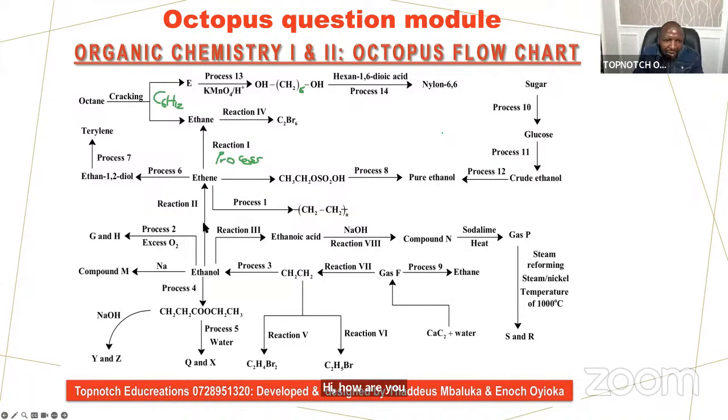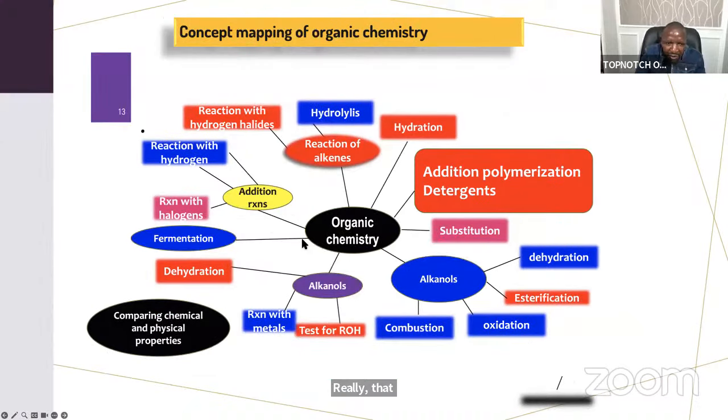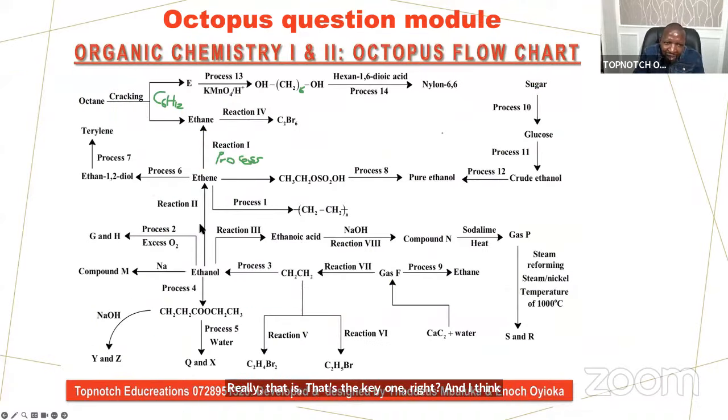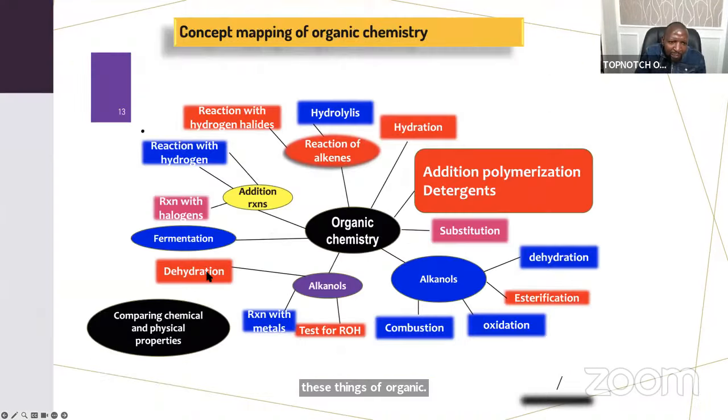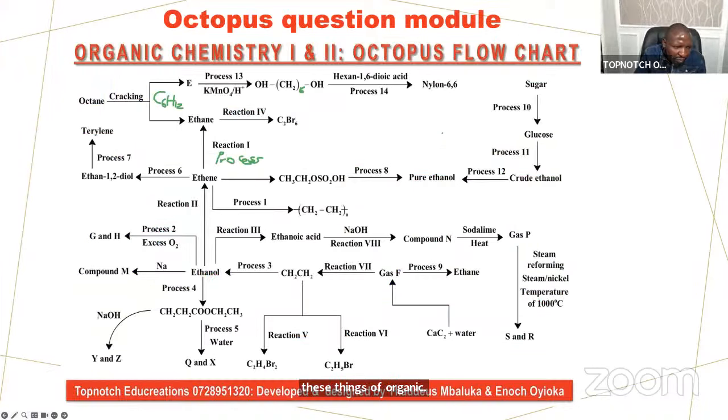Now we are through with that one. We go to the next. We are summarizing these things of organic chemistry. We are at ethanol to ethene here. What is that?